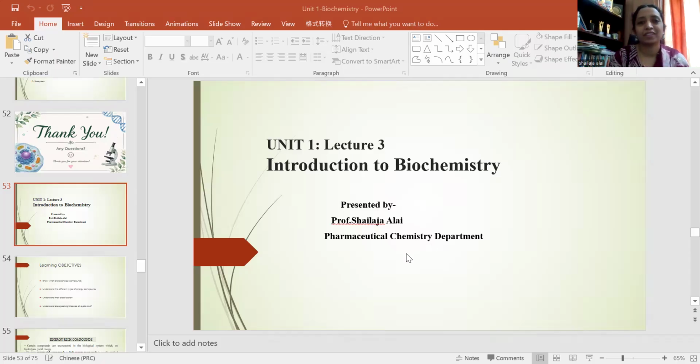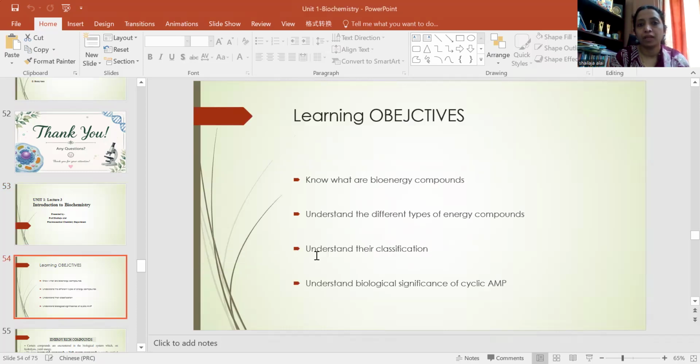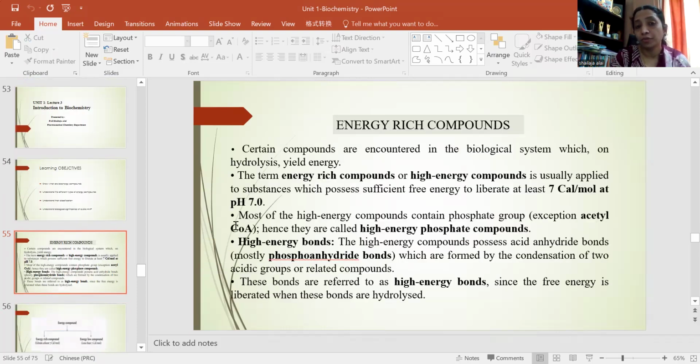Hello, students. Welcome to lecture number 3 of Introduction to the Chemistry. Here today we are going to learn about what bioenergy compounds are, understand the different types of energy compounds, their classification, and the biological significance of cyclic AMP. So, let us move towards what energy-rich compounds are.